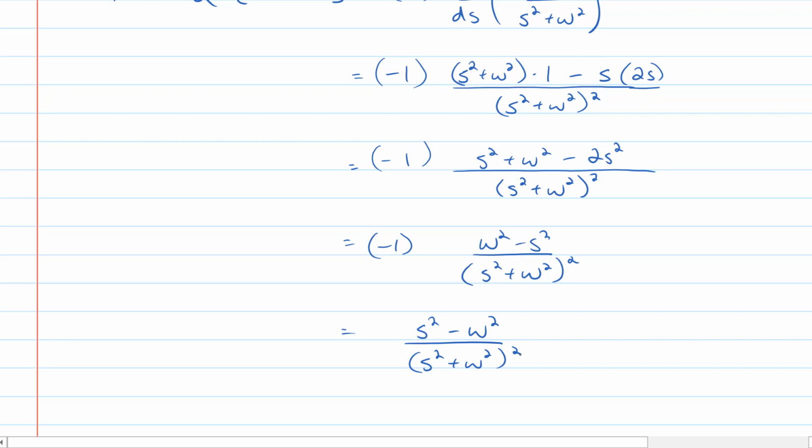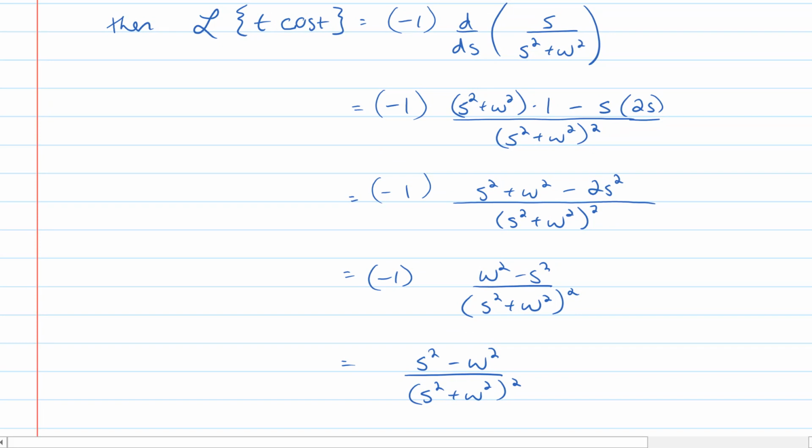Similarly, if you wanted to find the Laplace transform of t squared cos omega t, oh, I should have written omega t there. I don't know why I didn't put that in. If you wanted to find the Laplace transform of t squared cos omega t, then you just take the derivative of the result that we just found.